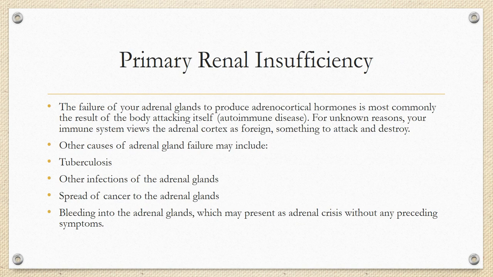Primary renal insufficiency is the failure of your adrenal glands to produce adrenocortical hormones, and most commonly the result of the body attacking itself. Essentially it's an autoimmune disease. For unknown reasons, your immune system views the adrenal cortex as foreign and something to attack and destroy. Other causes of adrenal gland failure may include TB, other infections of the adrenal glands, the spread of cancer to the adrenal glands, and bleeding into the adrenal glands, which may present as an adrenal crisis without any preceding symptoms. We'll go over adrenal crisis in a couple of slides.